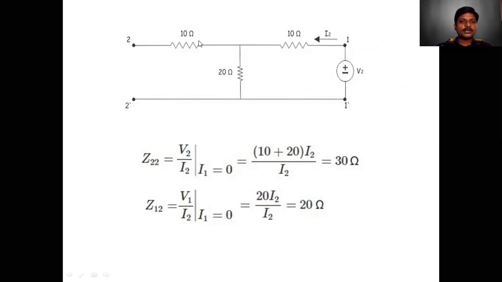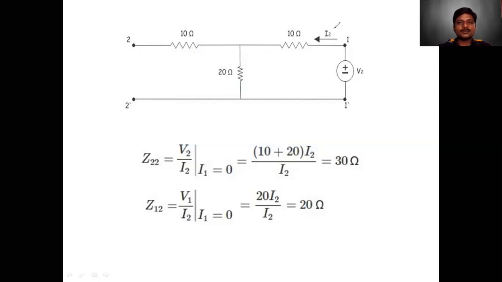When a T network is given, I will tell you a shortcut method. For example, if you want to find Z11, you have to add this impedance and this impedance. Z11 is equal to 10 plus 20, that will be 30. When you want to find Z22, you have to add this 10 ohm resistor and this 20 ohm impedance. That will give you Z22. And if you want to find Z12 or Z21, you can directly write this 20 ohm resistor. Z12 is equal to Z21 is equal to 20. And this is applicable only for a T network or star network.